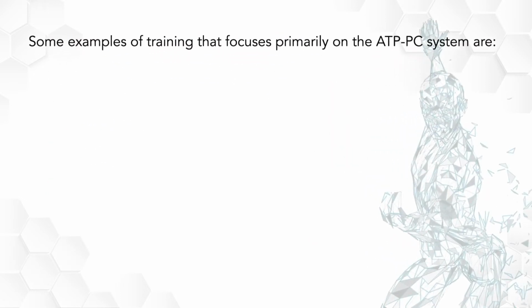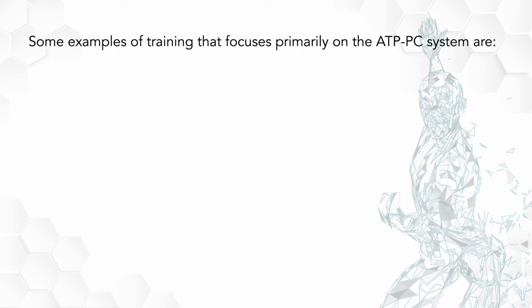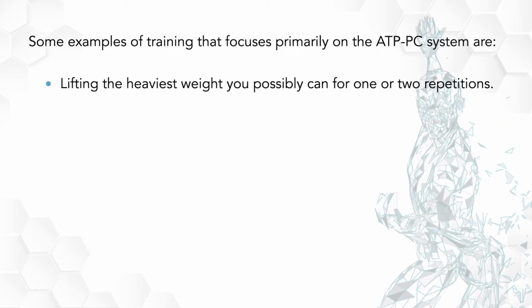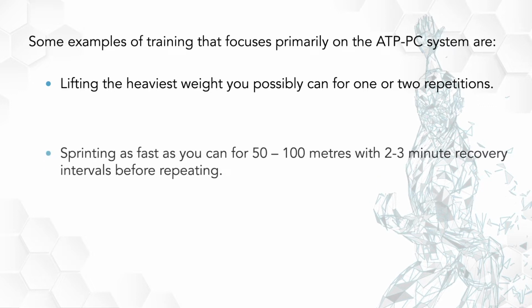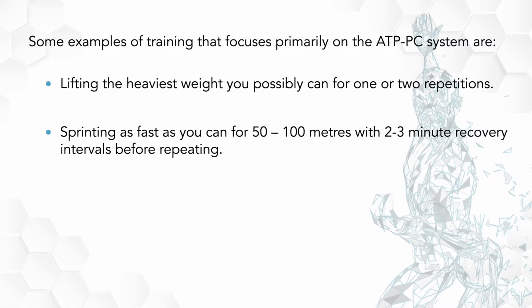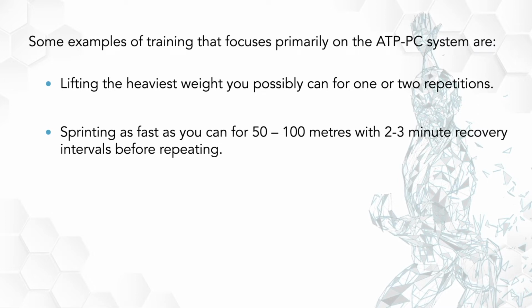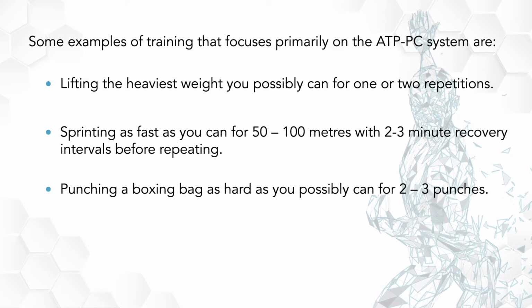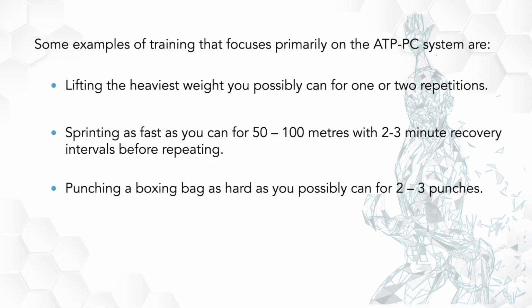Some examples of training that focus primarily on the ATP-PC system are lifting the heaviest weight you possibly can for 1 or 2 repetitions, sprinting as fast as you can for 50 to 100 meters with 2 to 3 minute recovery intervals before repeating, punching a boxing bag as hard as you can for 2 to 3 punches.